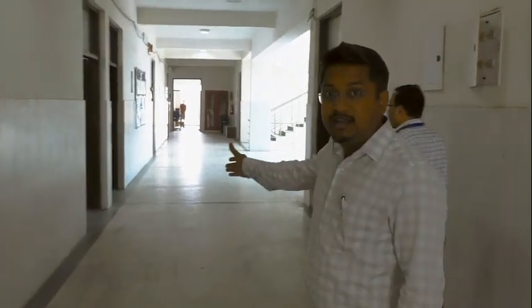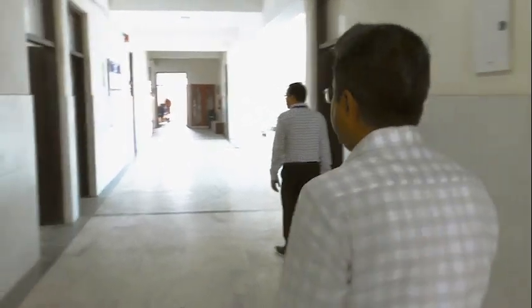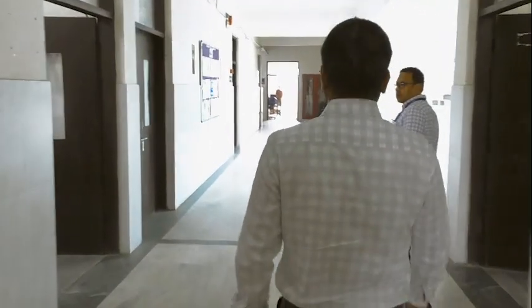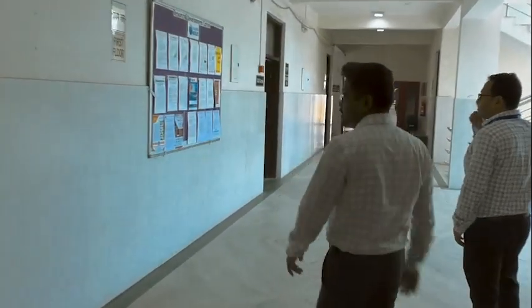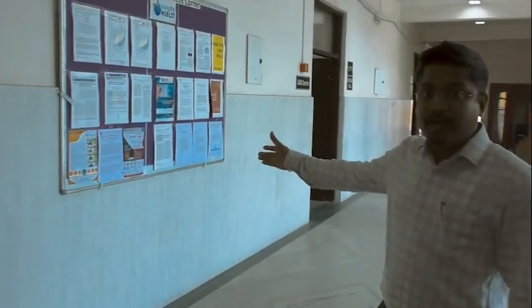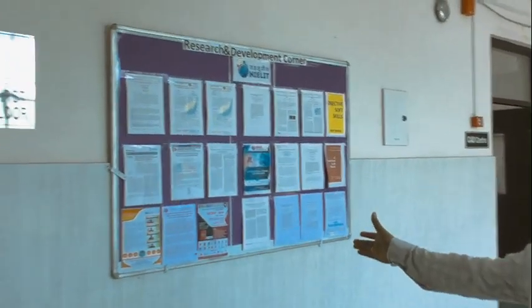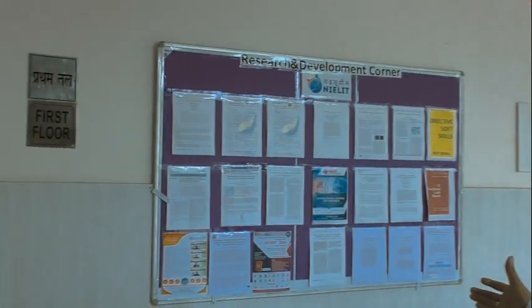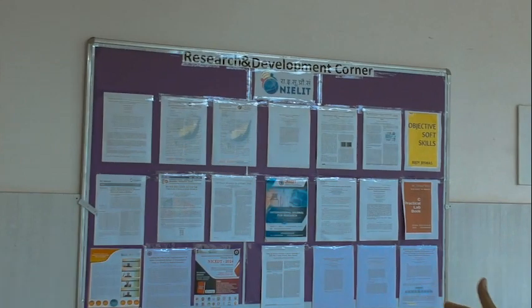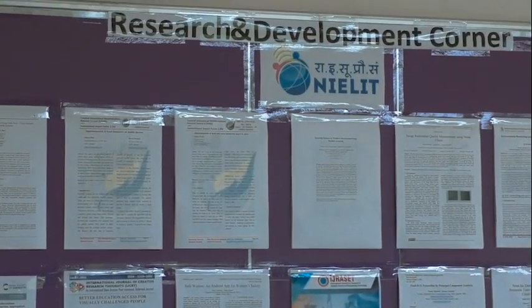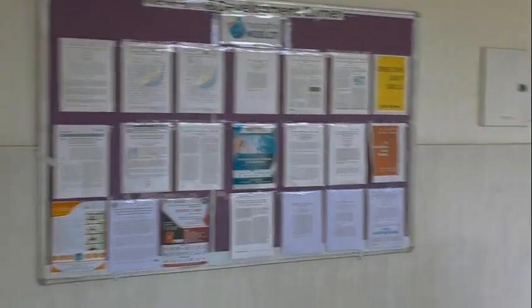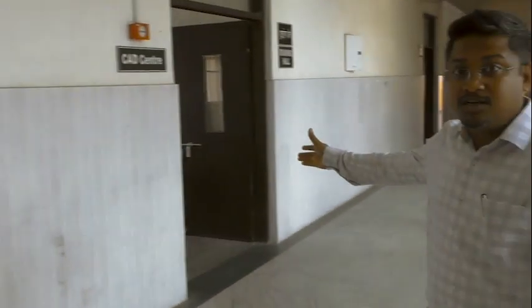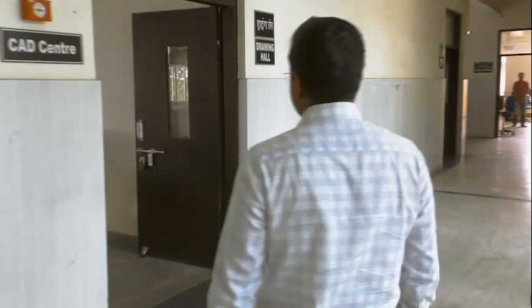Now next we are heading towards the drawing hall and CAD room. In the first floor of our academic block, we have established one R&D corner where whatever the papers and research activities we are undertaking in the campus, we are showcasing it using this notice board. Now we are going towards the drawing hall and the CAD center.